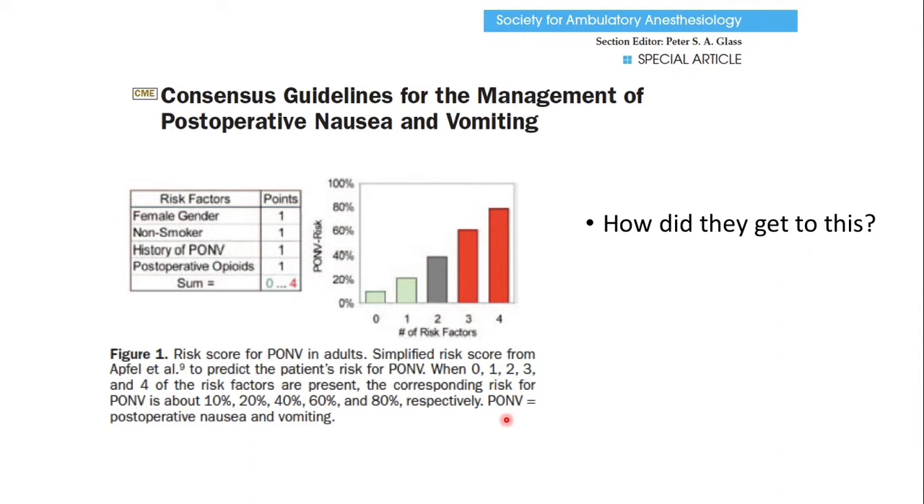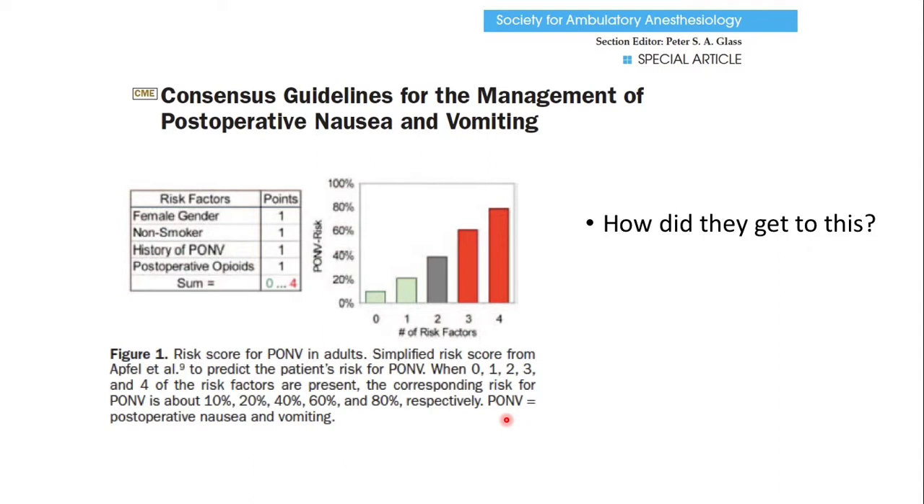Now, hopefully you all are familiar with the Apfel risk factors for postoperative nausea and vomiting. So when they developed these consensus guidelines, they used logistic regression to identify them. And I've included this article for you guys to take a look at that you can read through this week to get a little bit better understanding of how they came about this. Okay, but if you read the consensus guidelines, this is what they came up with.